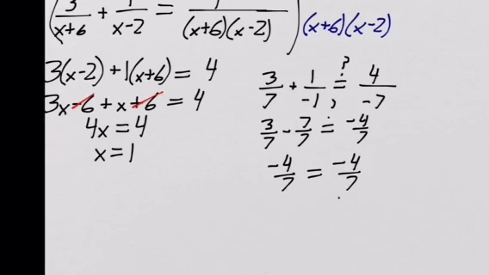Usually the problem that would cause you to get something out of that and it ends up not being a solution would be if it wasn't in the domain of the original, would have caused a divide by 0 issue. So that concludes solving rational equations. In the next video, we're going to talk about solving rational inequalities.